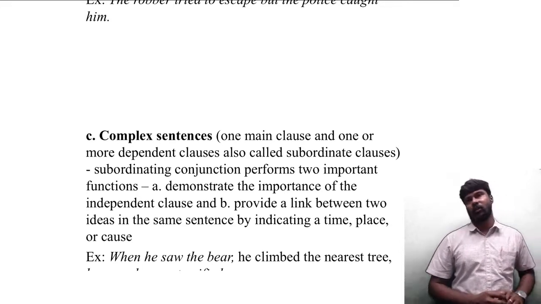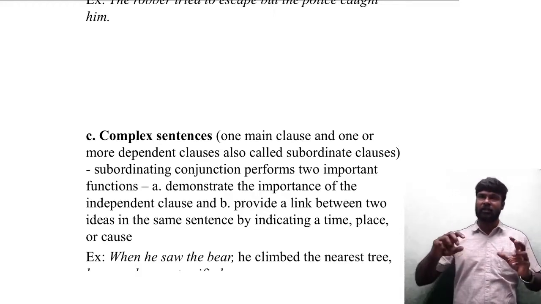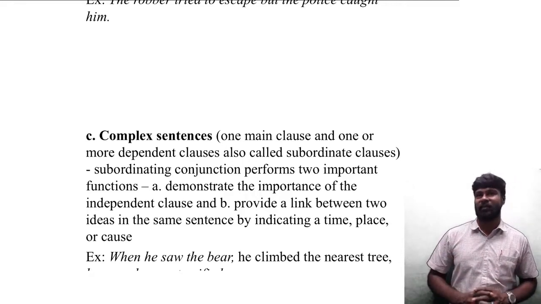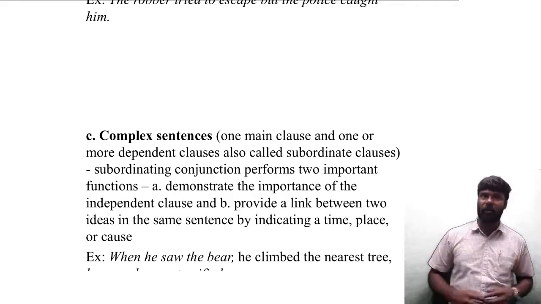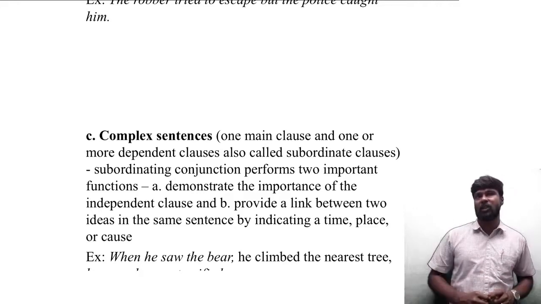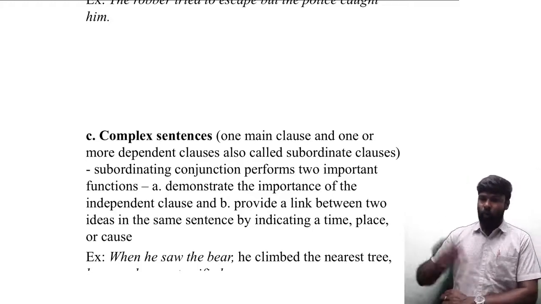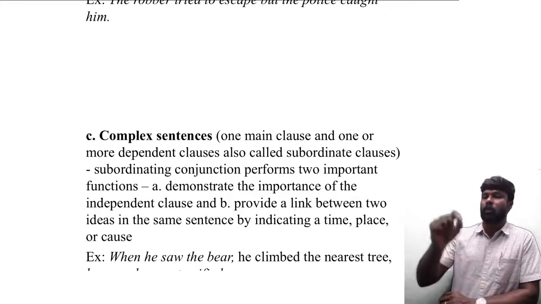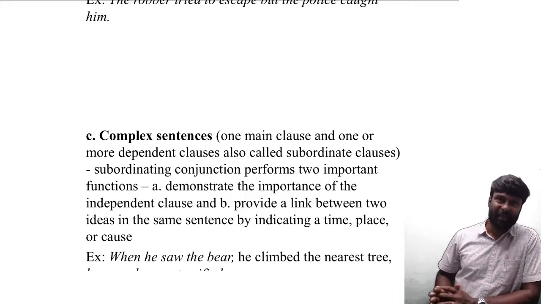Complex sentence. What was the first one? Simple sentence, compound sentence. Third one is a complex sentence. Now what's a complex sentence? You must have heard people say it's a very complex process, meaning to say a tedious process, a difficult process. It's a larger, bigger process. Right? Now look at this. One main clause and one or more dependent clauses, also called subordinate clauses, constitute a complex sentence.